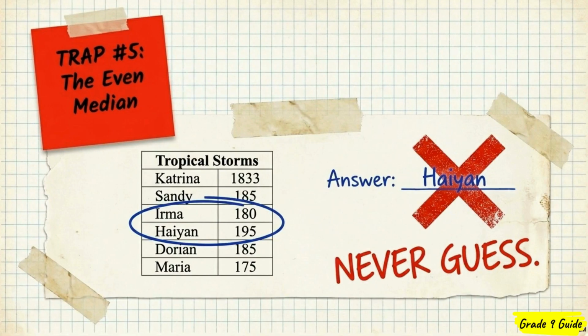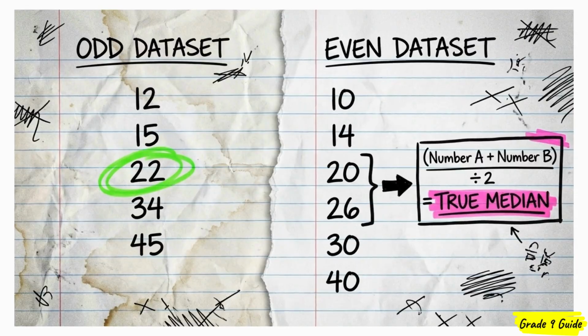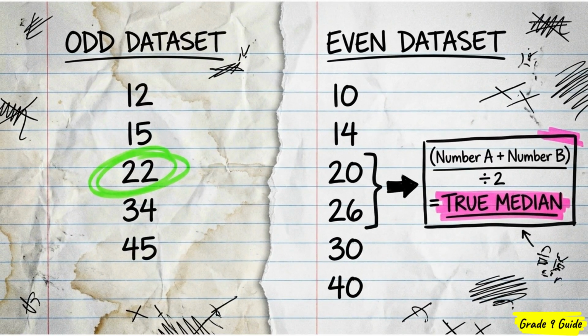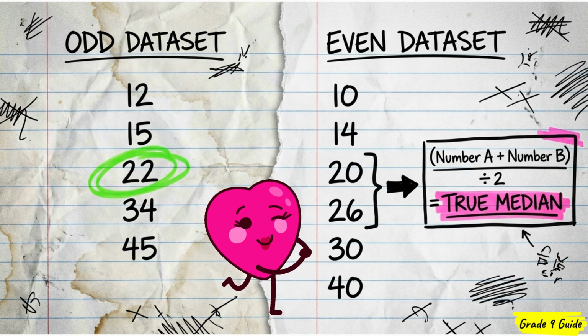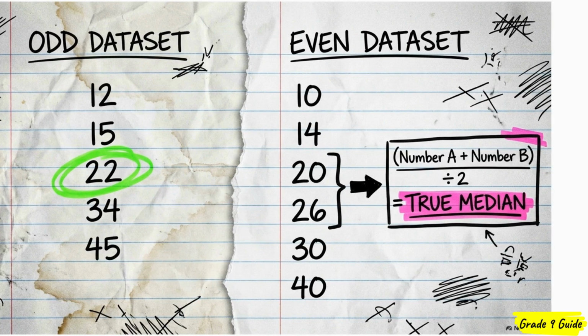Trap number 5, the even median. If your dataset has an even number of values, the median falls between 2 numbers. In 2023, examiners said students just picked one of the 2 middle values at random. That is a guess. Never guess. Add the 2 middle numbers together. Divide by 2. That's your true median. 5 seconds, both marks, done.